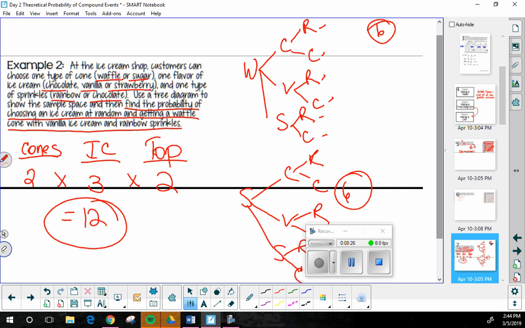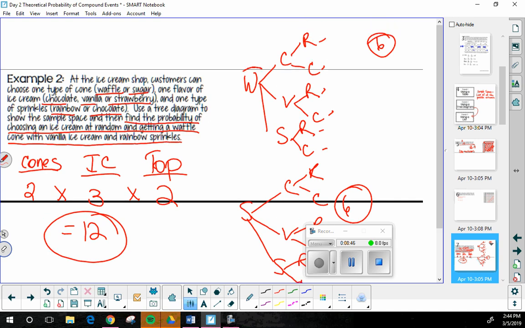Now, I've done all this work. I have absolutely no recollection of what the question is, so I'm just going to go back and read it. And it says, find the probability of choosing an ice cream at random and getting a waffle cone with vanilla ice cream and rainbow sprinkles. So I'm going to go waffle cone, vanilla ice cream, and rainbow sprinkles. Do I see any more that says waffle, vanilla, rainbow? How many did I circle?